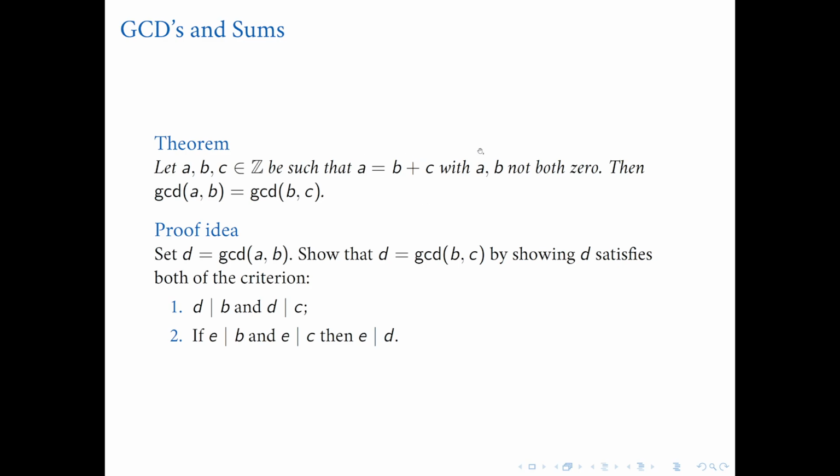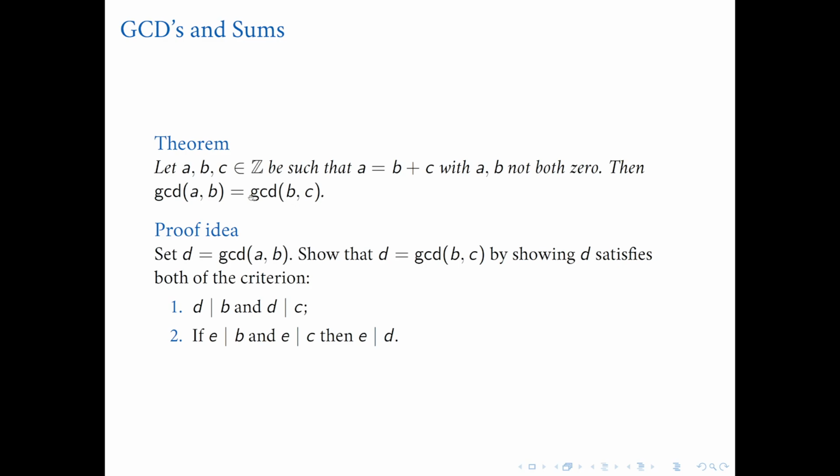And the reason is if they're both 0, the GCD of 0 and 0 doesn't make sense. There's no greatest common divisor of 0 and 0 because everything divides 0. So you can't have a greatest common divisor because if you gave me one, I would just add 1 to it and I would get a larger one.